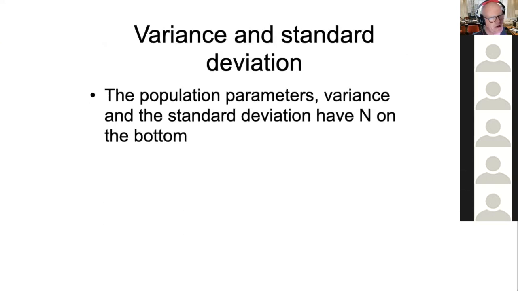So the population parameter variance and the standard deviation have big N on the bottom. Standard deviation, for me, is just the square root, right? I read bottom because I always forget that I always have to go in my head, numerator, denominator, numerator, denominator.